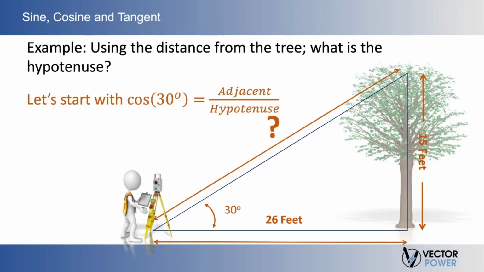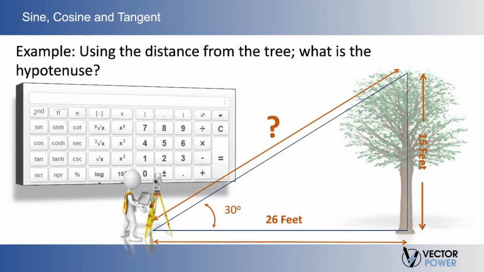All right, to solve this, let's start with cosine of theta, and we know that that is the adjacent divided by the hypotenuse. So on the calculator, we press the cosine key, then type in 30. We see that the cosine of 30 degrees equals 0.866.